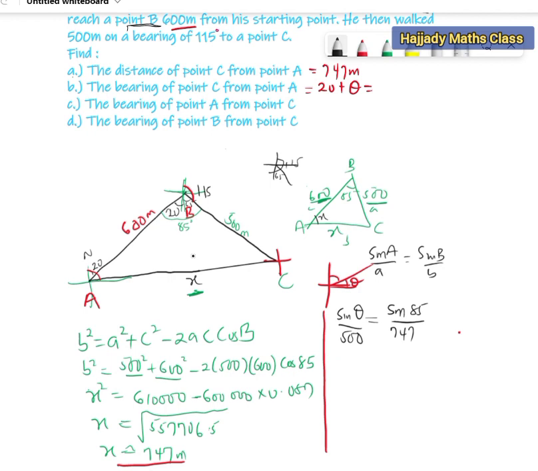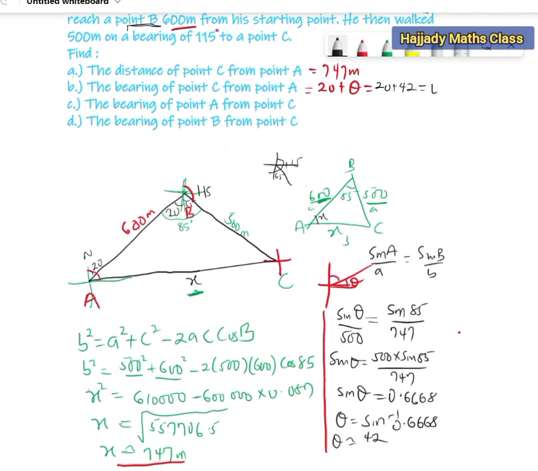Now, cross multiplying this, I'm going to have sine theta equals 500 times sine 85 over 747. So sine theta is equal to 0.6668, and here my theta is going to be the sine inverse. I hope you know how to press this in the calculator. It's going to be second function sine. So my theta will be approximately 42 degrees. So in this case, we have 20 plus 42 degrees, and this gives me 062 degrees. That is for the second part.